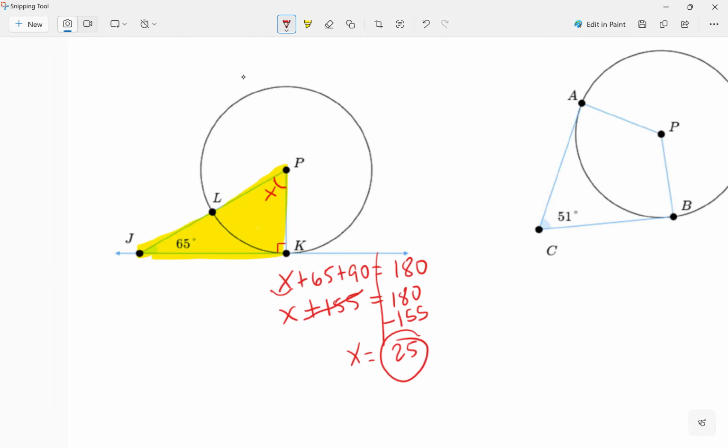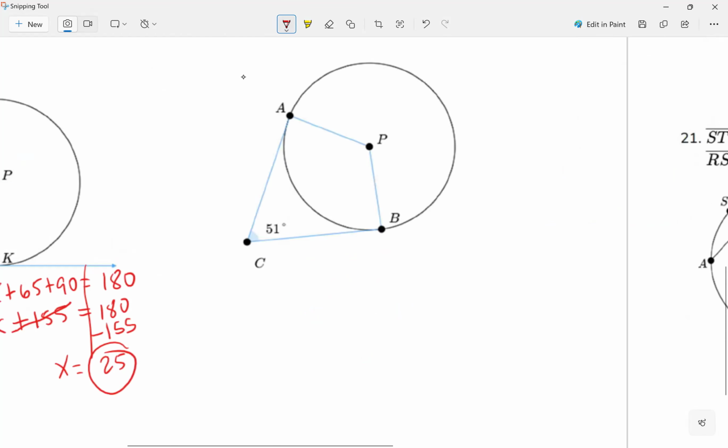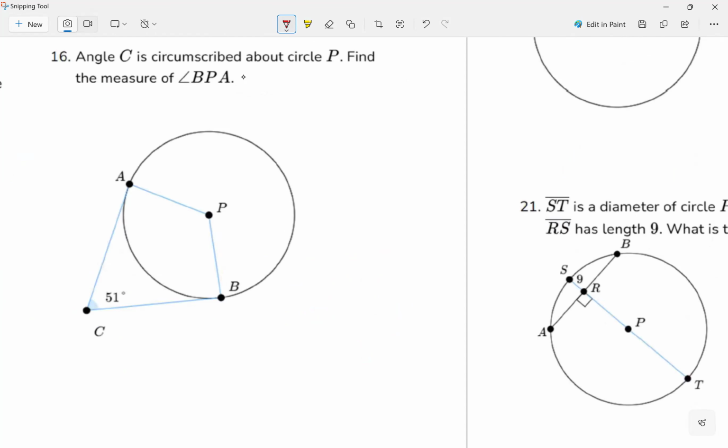Good to go. Now, let's take a look at question number 16. Angle C is circumscribed about circle P. So that means that the angle C is outside of the circle, and you see that when it expands, it touches the circle from the outside. Find the measure of angle BPA. So angle BPA is this angle.